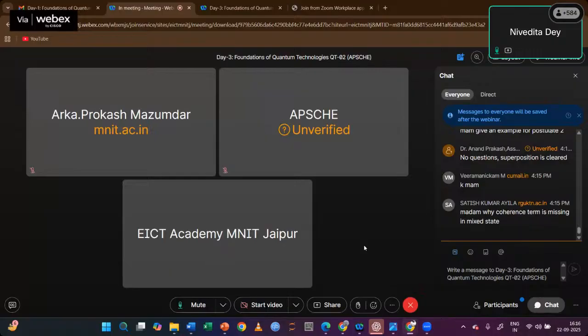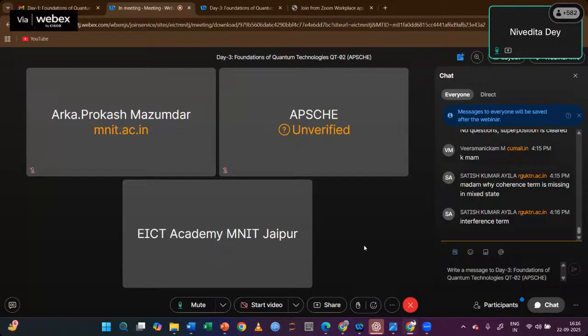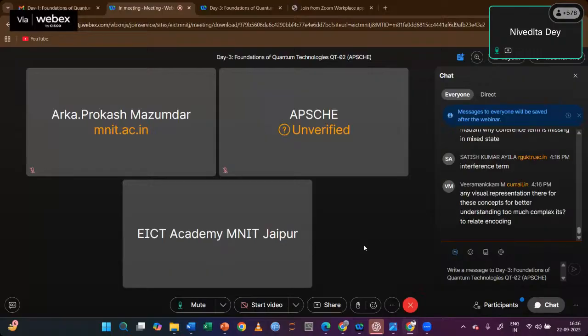Why is the coherence term missing? What coherence are you referring to, Satish? Can you please explain that? See, when we started the second class, we talked about all the quantum mechanics postulates for computing. Primarily, we are considering an ideal situation for the measurements. Coherence, interference. I think you are referring to coupling. That is not the interference that we talk about here, the constructive and the destructive ones. That is a different one.